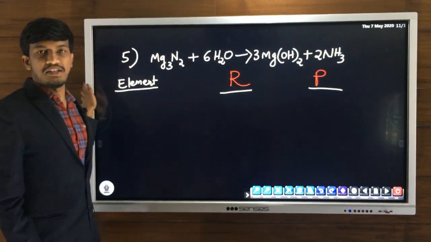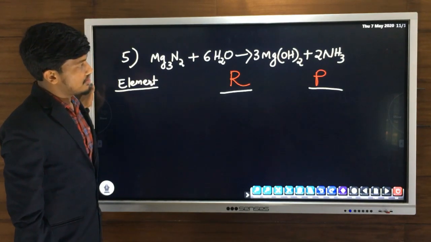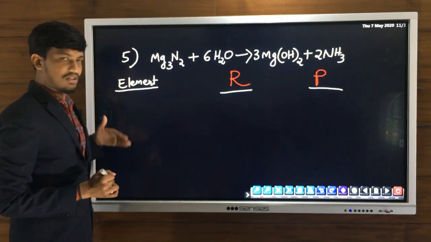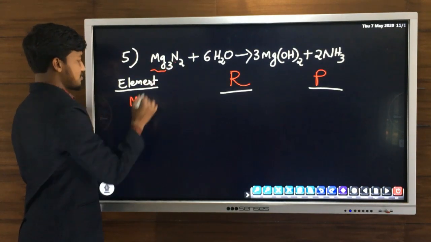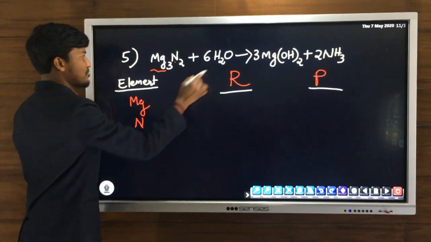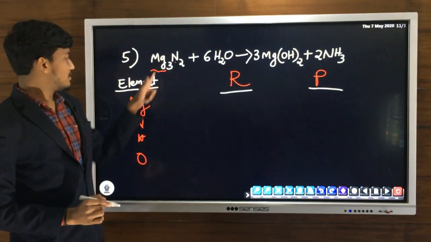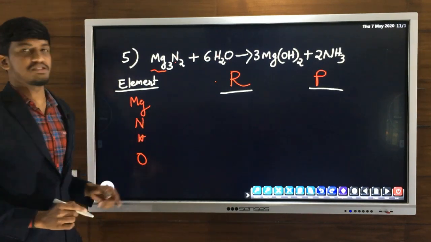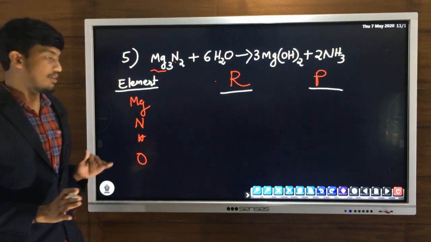The next example equation is Mg3N2 + 6H2O gives 3Mg(OH)2 + 2NH3. First, we will write all the different atoms. First one, Mg, magnesium. Next one, N, nitrogen. Next, hydrogen, H, in H2O, then oxygen. So we have Mg, N, hydrogen, and oxygen. These are the only 4 elements. Now I will count all these.